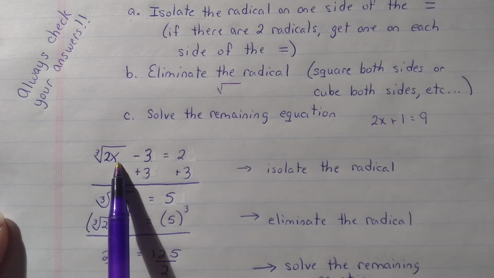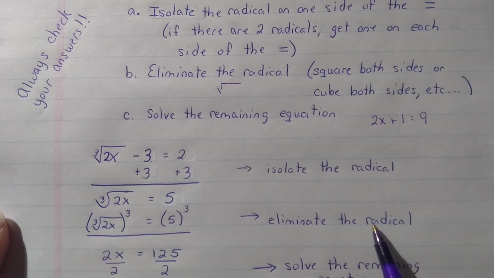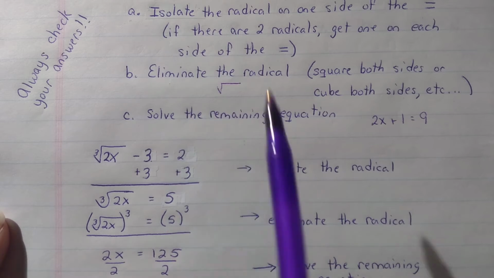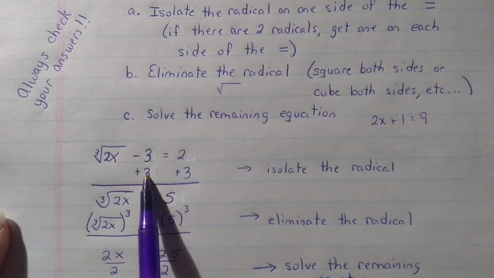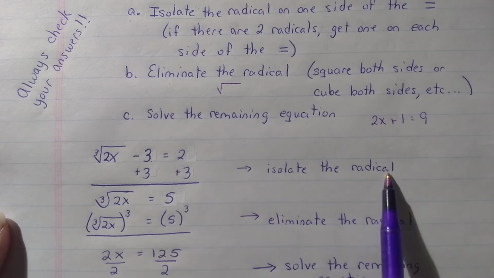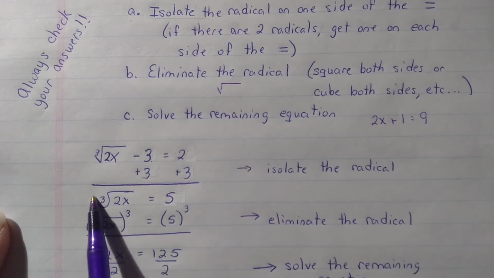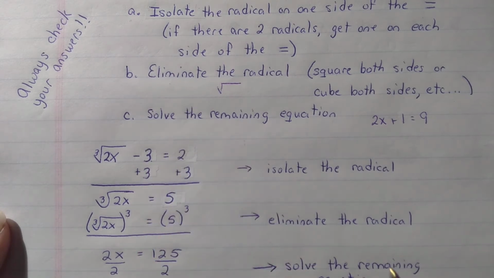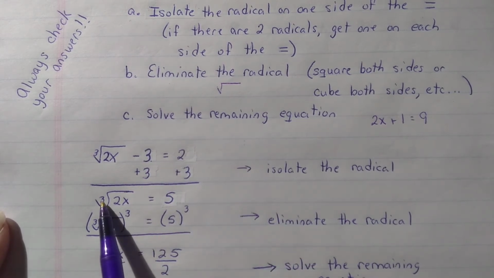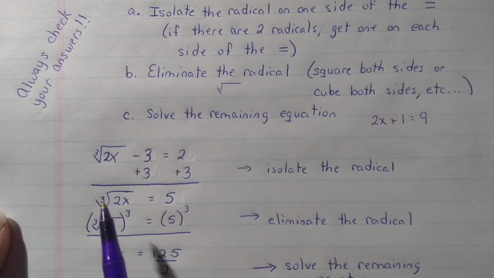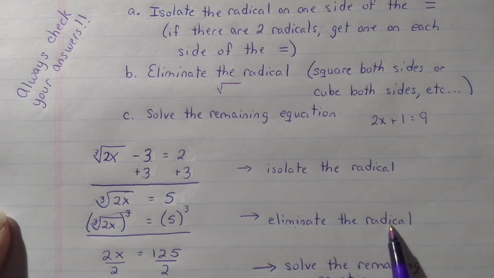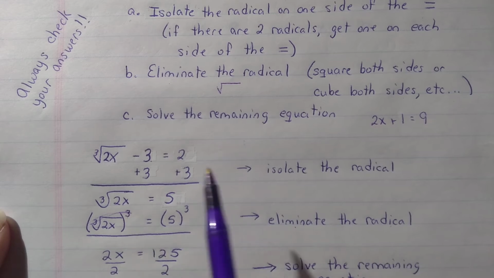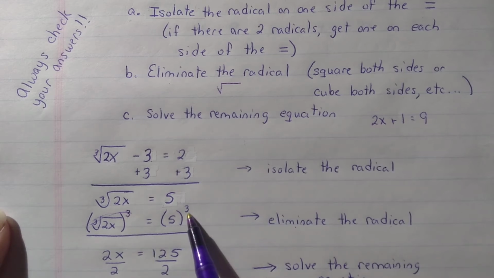If I have the cube root of 2x minus 3 is equal to 2, the first thing I have to do is isolate the radical. That means I have to get this radical by itself, so I'm going to add 3 to both sides. I have isolated the radical. I can tell because it's by itself. The second thing I have to do is eliminate the radical. To get rid of a cube root, I need to do a cube power, because of course these two things cancel each other out. I have now eliminated the radical. Please remember, if you cube the left-hand side, you have to cube the right-hand side.